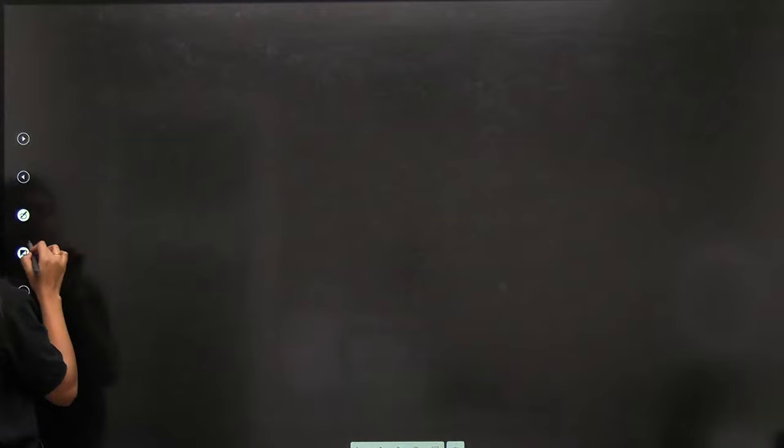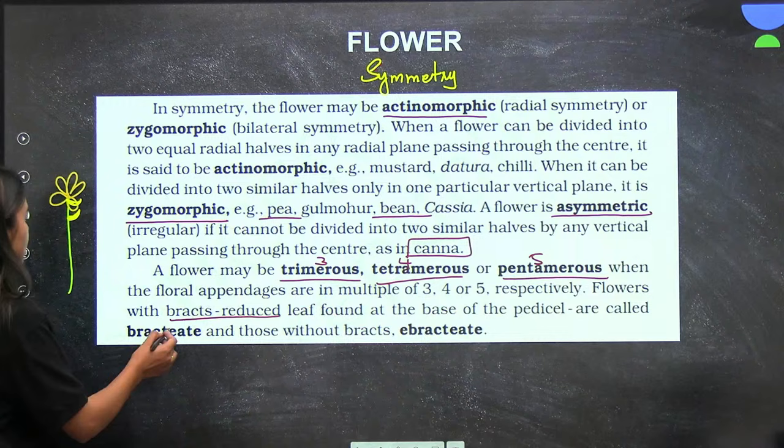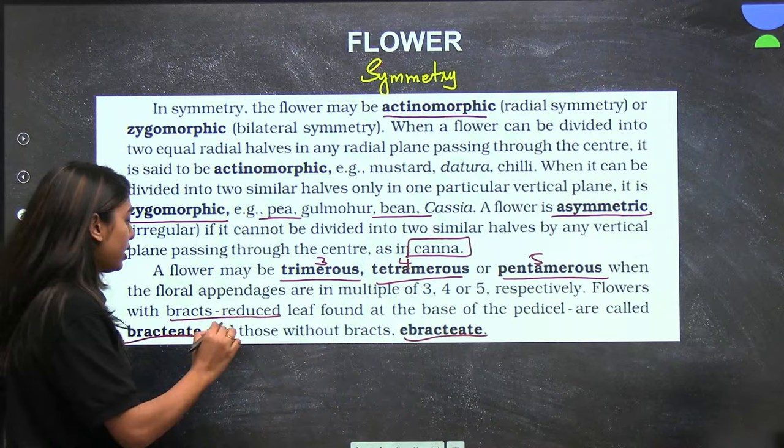So, if bracts are present, that is basically a reduced leaf found at the base of the pedicel, the flower is called bracteate. And if the bract is not there, it is called ebracteate. The symbol here is BR, and here it is EBR.